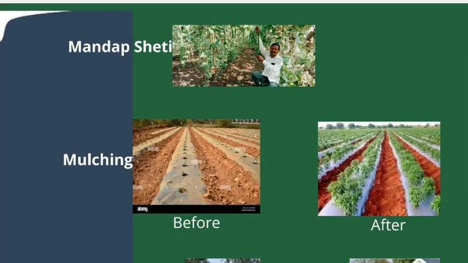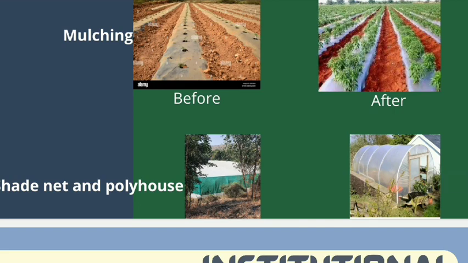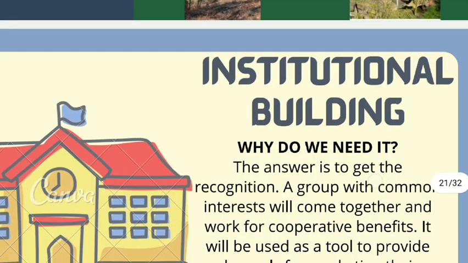So here are some pictures of mandap sheti, as you can see. Then mulching, as you can see, before mulching and after mulching. You can also see the pictures of shed net and the polyhouses.